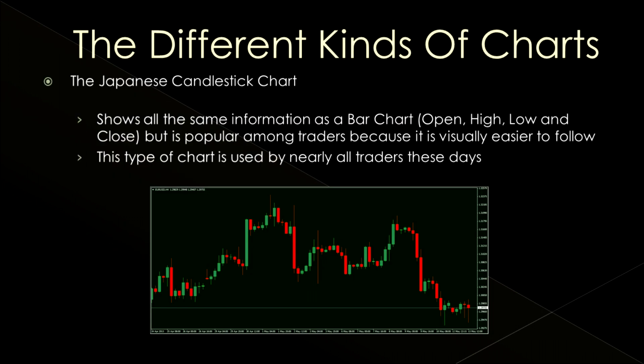Now, the Japanese candlestick chart is familiar to most, especially retail traders and beginners. And my advice is to begin with this. It gives a lot more information. It is a bit more complicated, but I just want to cover the basics here. This shows all the same information as a bar chart, an open, a high, a low, and a close, but is popular among traders because it is visually easier to follow. This type of chart is used by nearly all traders these days.